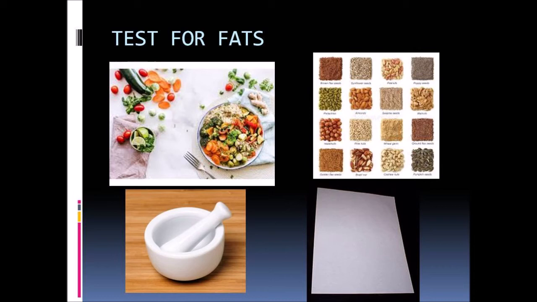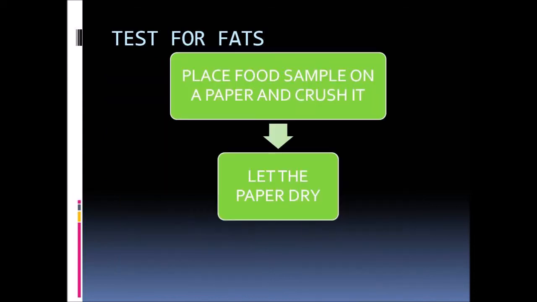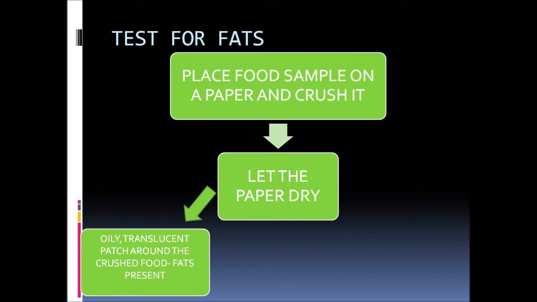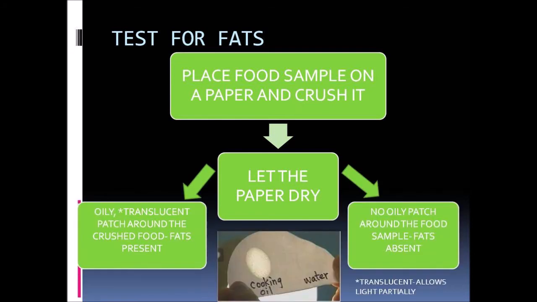Let's move on to the test for fats. You will need simple materials like food sample, pestle or hammer and a paper. First, take a food sample, place it on a paper and crush it using a pestle. Take off the food sample and allow the paper to dry. If you notice an oily translucent patch, it confirms the presence of fats. Absence of translucent patch shows that the food sample does not contain fats.